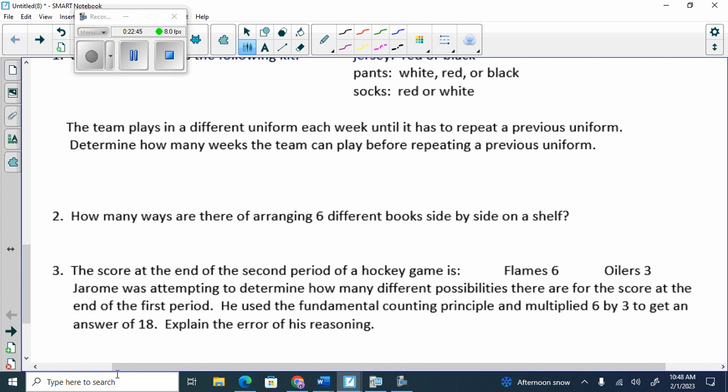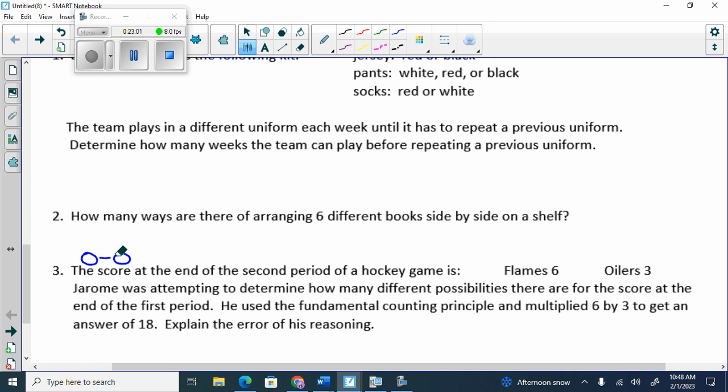When you start a hockey game, what is the score? 0-0. We agree? Keep that in mind. When you start a hockey game, it starts at 0-0. Keep that as a little bit of info for your brain.